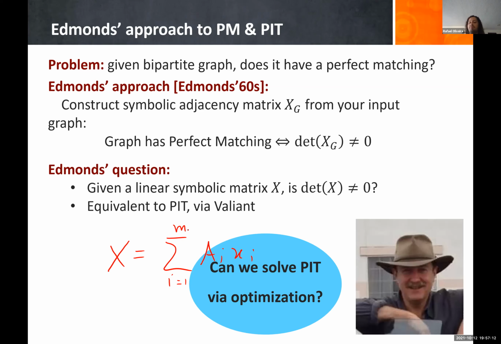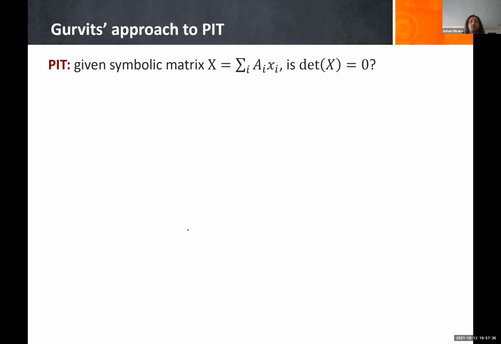Can we solve PIT via optimization? Suppose that the only thing I gave you was gradient descent. Can you do something? Can you solve PIT? Let's delve into this approach on how to try to solve PIT via optimization, because it seems like an algebraic question, but why not? So here's Gurvitz's approach to PIT.